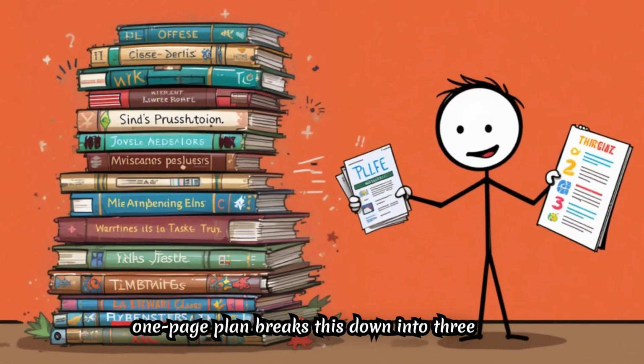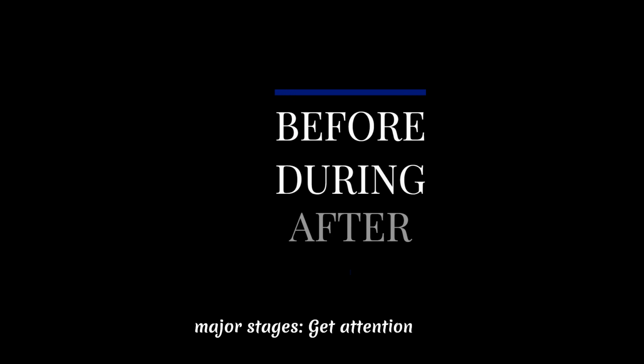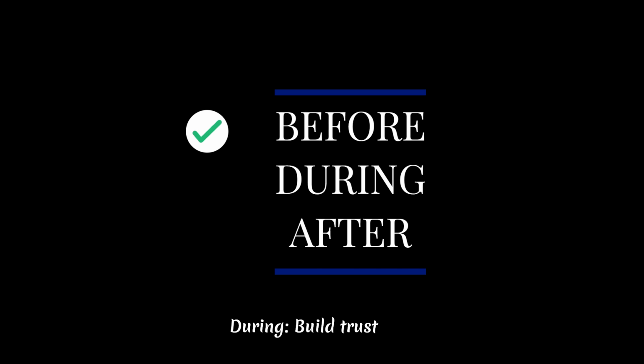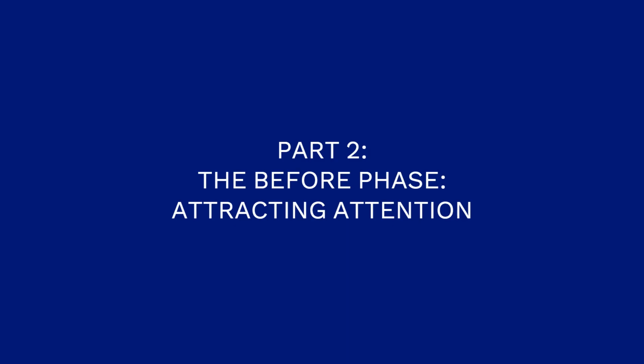The one-page plan breaks this down into 3 major stages. Before, get attention. During, build trust. After, deliver and grow. Each stage has 3 steps. 9 total blocks. 1 powerful page. Part 2. The before phase, attracting attention.